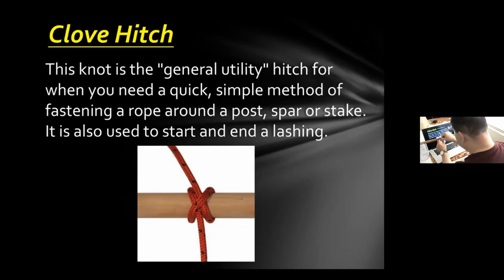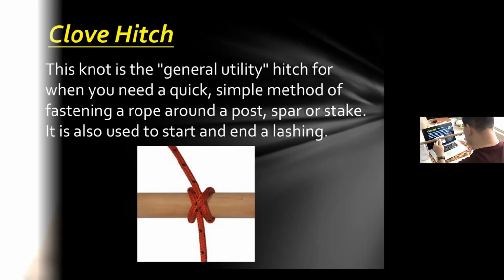Very simple. And again, the clove hitch is used to tie a rope to a pole or a tree or, you know, whatever. And it's used to start a lashing. When you're doing constructions, you start with the clove hitch and then you do your diagonal lashing, your circular lashing, your square lashing, whatever you need to do.